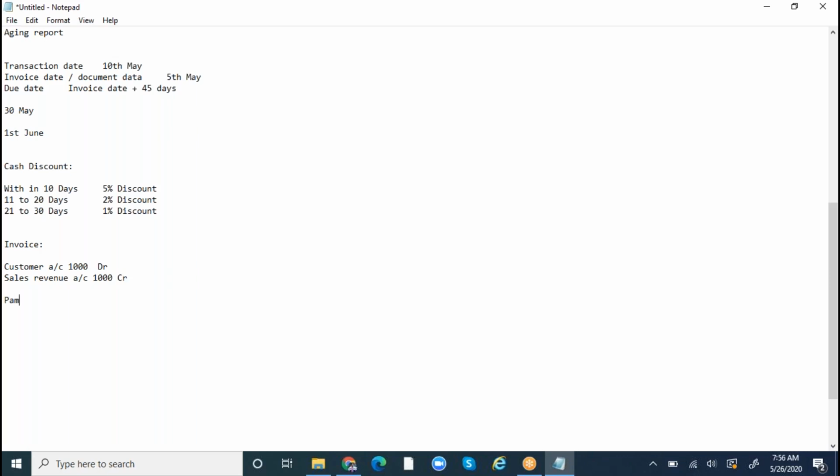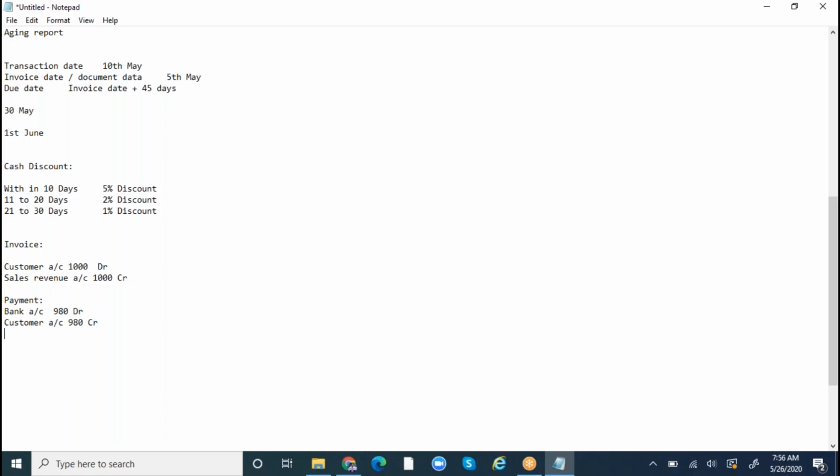At the time of payment, here we have selected bank account, so bank account is debited 980, because only 980 is received. Bank account debit to customer account credit 980, because I have received only 980. So there is a difference of 20 between these two.